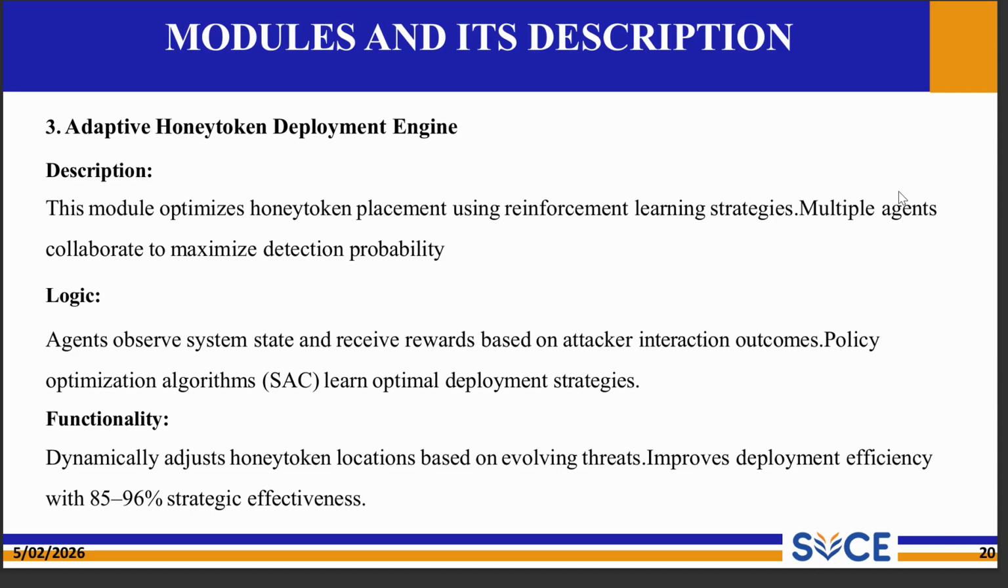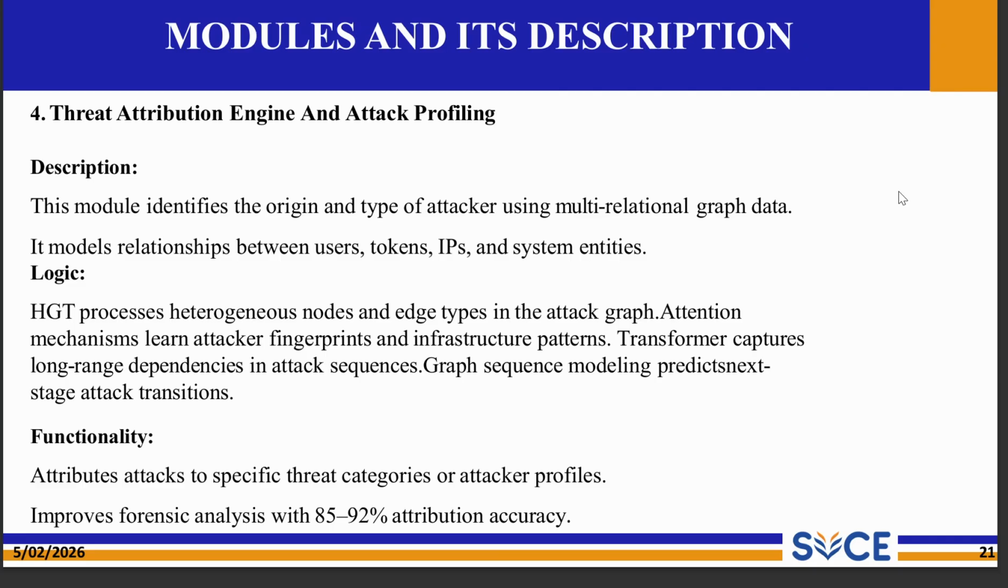Module 3. Reinforcement learning agents observe the system state and receive rewards whenever an attacker interacts with the honey token. The SAC algorithm continuously refines its policy to learn the most effective placement strategy, achieving 85 to 96% strategic effectiveness.